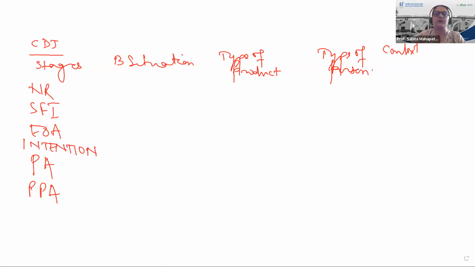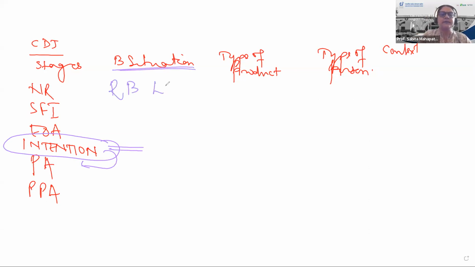Sometimes when we are talking about intention, the intention may not culminate in action, it stops here. So you need to be extremely careful why intention stops there and what we can do. So maybe we need to understand that. We also discussed buying situations, which are routine buying, limited buying, and high involved buying situation. We talked about types of product.